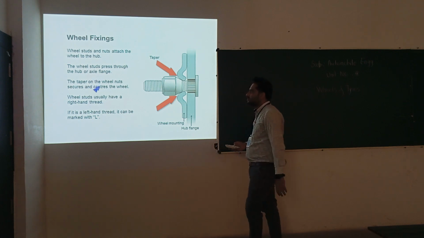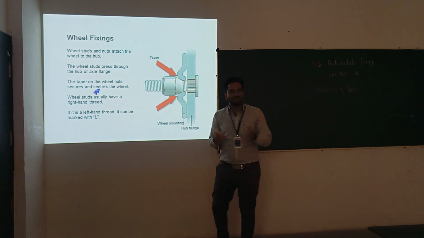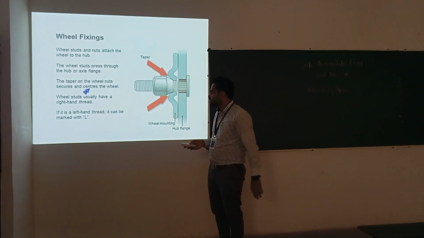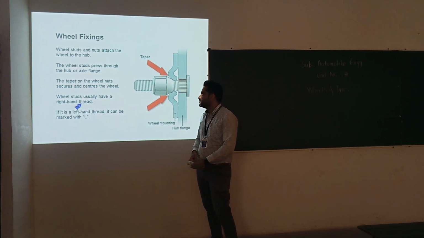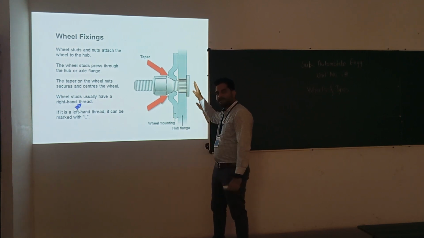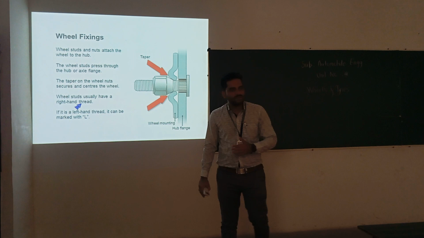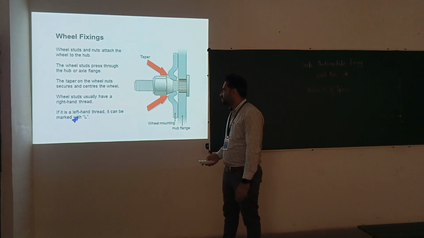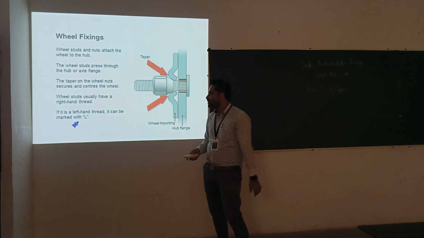The taper of the wheel nuts secures and centers the wheels. This taper position secures the center position of the wheel, so it cannot dislocate the wheel from the proper position. Wheel studs usually have right hand threads. Right hand and left hand threads: already you have seen these types of threads in the theory of machines subject. If it is a left hand thread, it can be marked with an L.